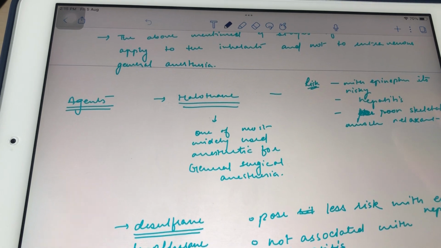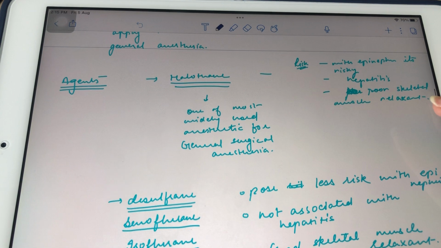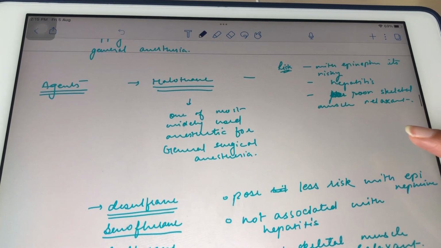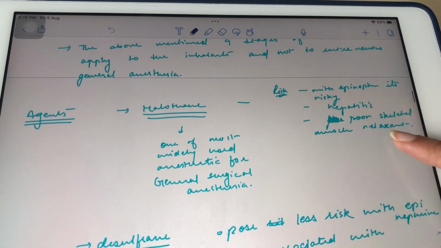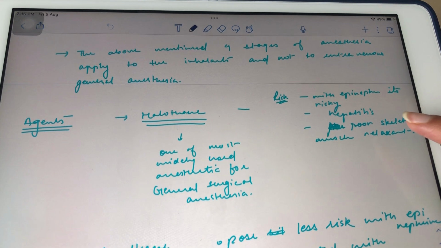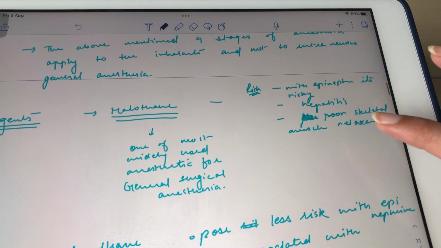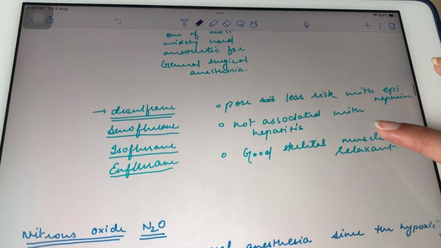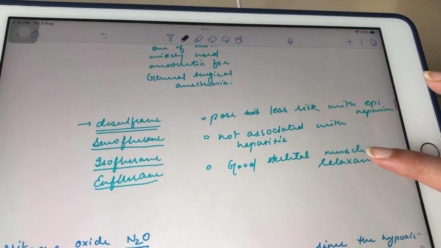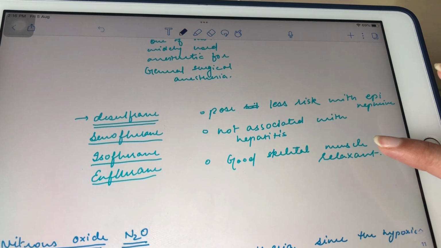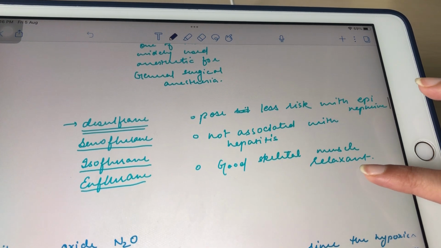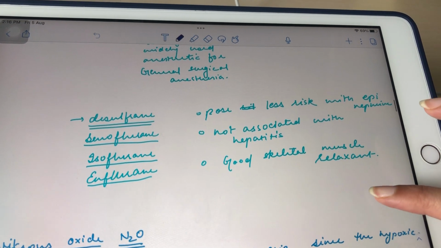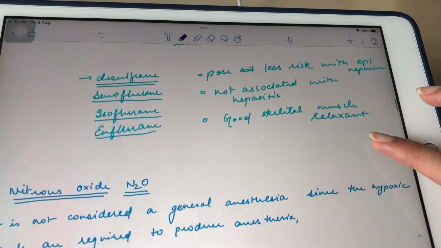Now, agents which can be used for the inhalational general anesthesia are halothane. Halothane is one of the most widely used anesthetics for general surgical anesthesia. The risk factor for halothane is, with epinephrine, it is risky, risk for hepatitis, and poor skeletal muscle relaxant. Then comes disulfiram. These have risk with epinephrine. Sevoflurane, isoflurane, enflurane. Enflurane is a good skeletal muscle relaxant, and sevoflurane has the advantage that it is not related to hepatitis.